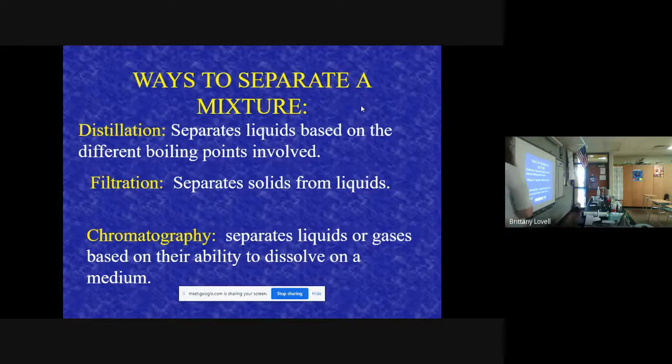Now, what we did today was one of these types of separation. With the paper towels and the colored water, did we do distillation, filtration, or chromatography, do you think? Which one is represented with the paper towel sucking up the liquid? It's going to be chromatography. Okay, so let's talk about why.